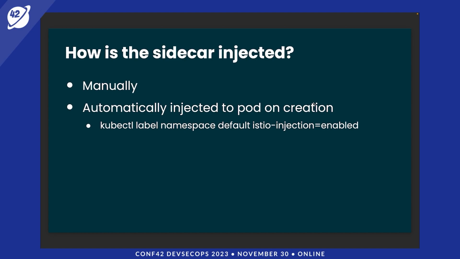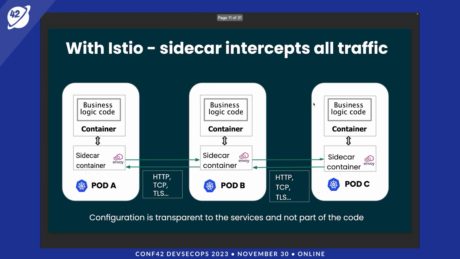So you have different ways, or different levels of granularity, for how you want to inject the sidecar proxy into your application containers. There are three pods, pod A, pod B, pod C, and as you can see, with each pod there is a sidecar container, which is the Istio proxy, deployed, and all the incoming and outgoing traffic is now being intercepted by the Istio sidecar proxy.